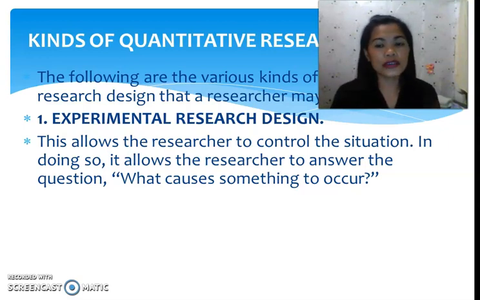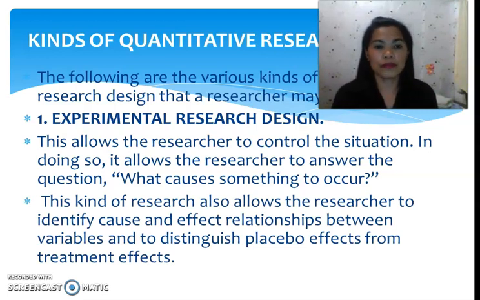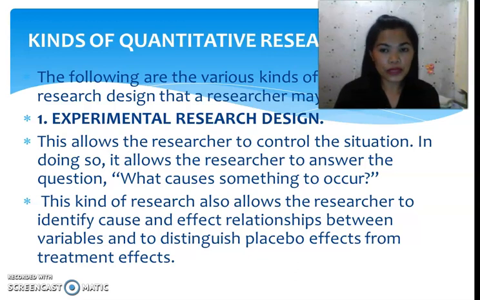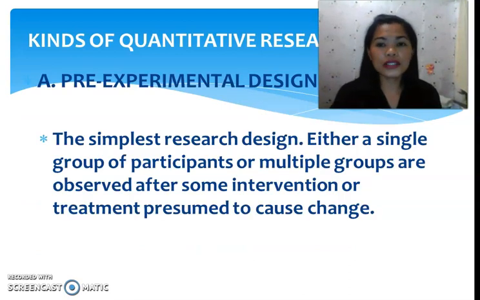So it's just like you're going to do an experiment. As a researcher, you're going to identify what happens, why, the cause and effect relationship between the variables. So that's experimental research design. And under experimental research design, we have pre-experimental design, and this is the simplest research design.